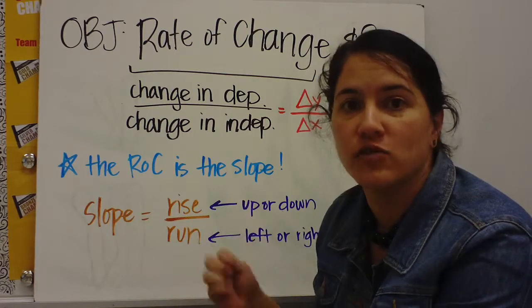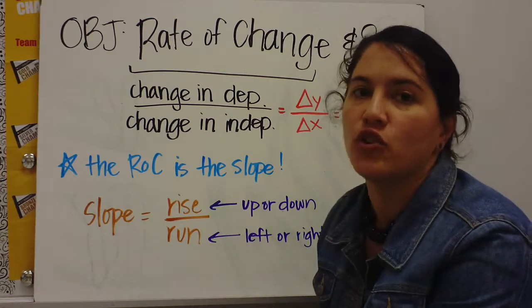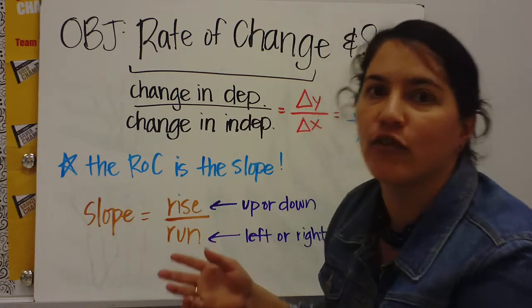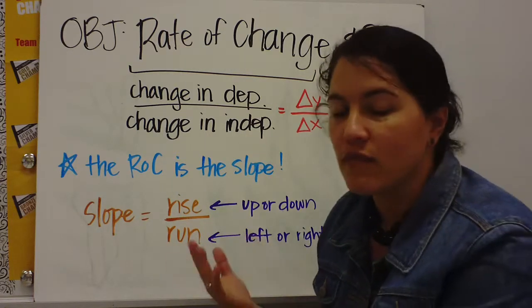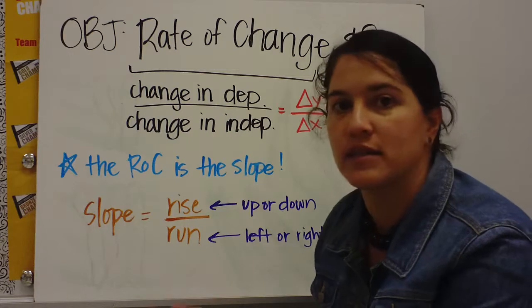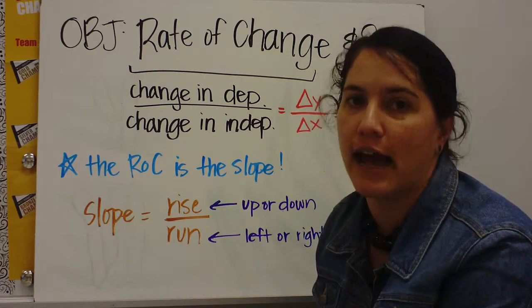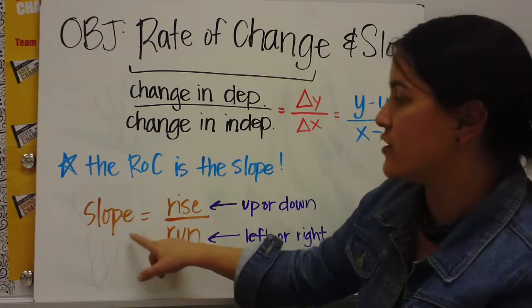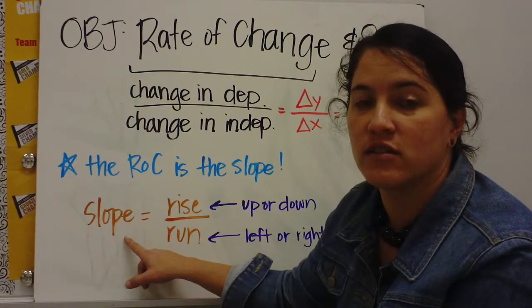When we talk about rate of change, we always do a sentence like, you travel 3 miles every 10 minutes. That is a rate of change. Well, slope is the same thing, it's just we're not always going to have units. So here's another way to find slope.